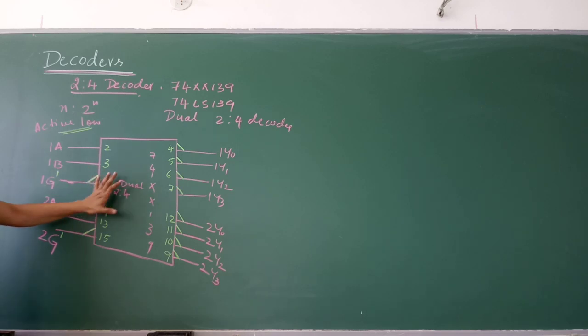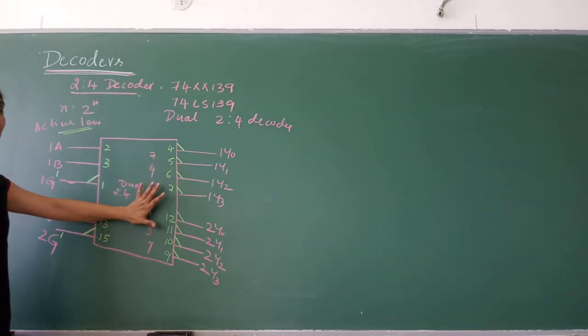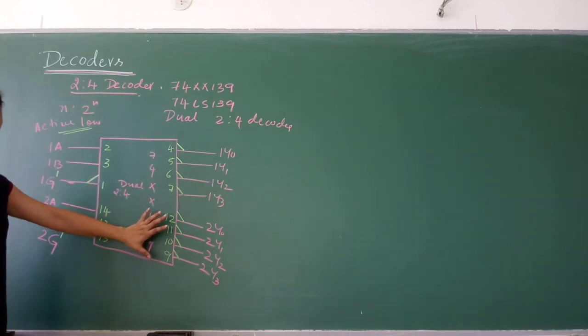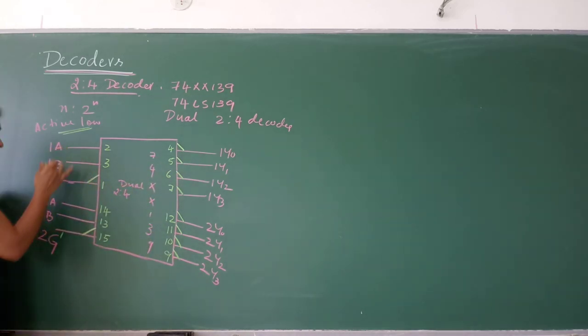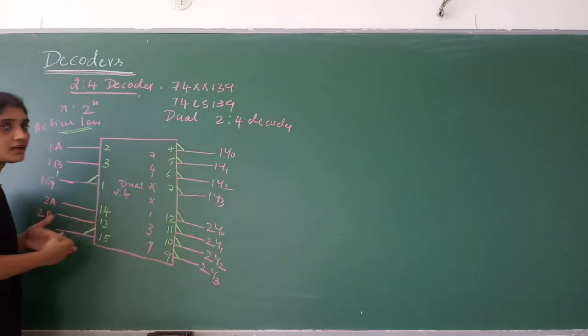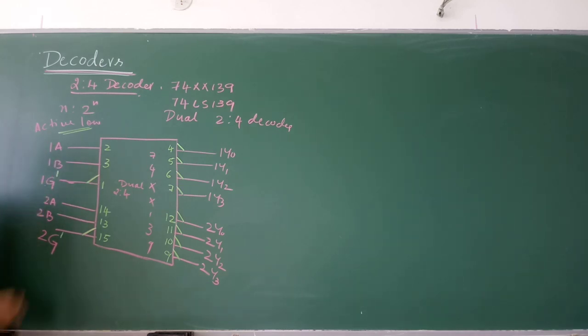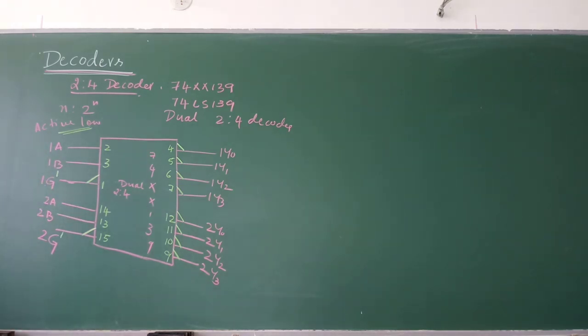You need not remember the pin numbers. In the lab also we will give you the pin configuration. You don't have to remember the numbers, but you should know how many inputs and how many outputs there are for a decoder. So this is a dual 2:4 line decoder. We have 4 inputs in total, that is 1A, 1B, 2A, 2B. Along with that we also have active low enable inputs, 1G dash, 2G dash, and active low output lines, that is 1Y0, 1Y1, 1Y2, 1Y3.